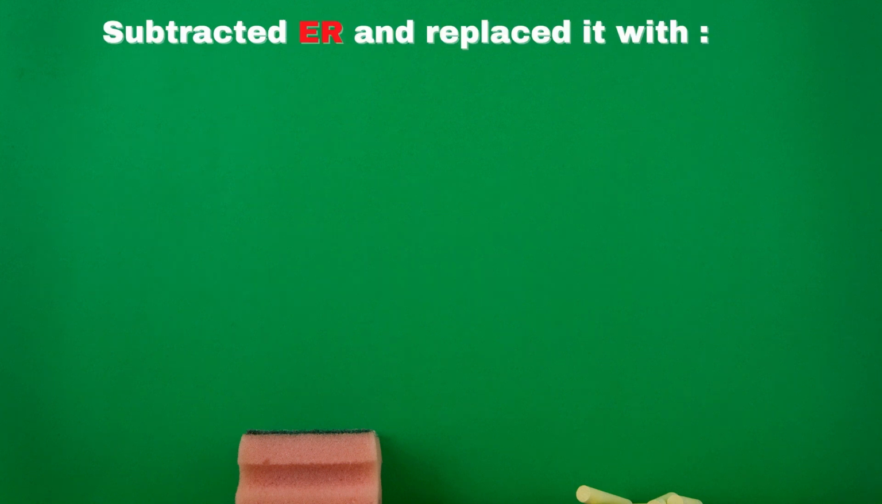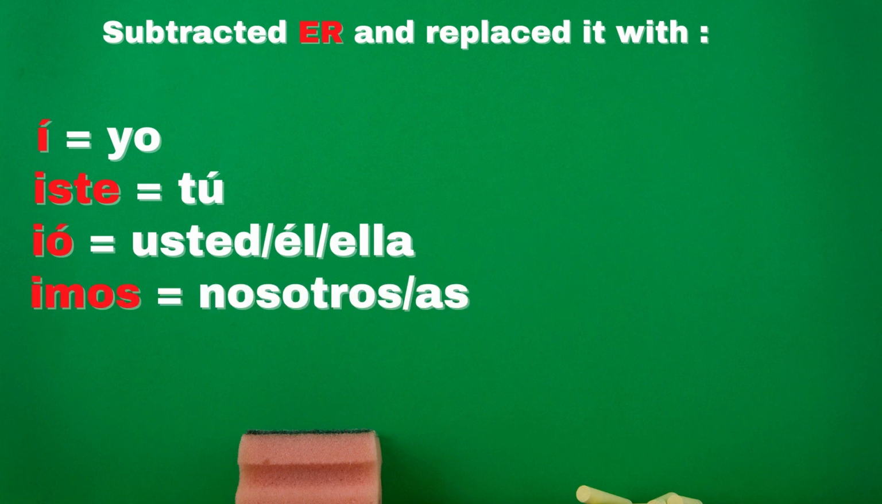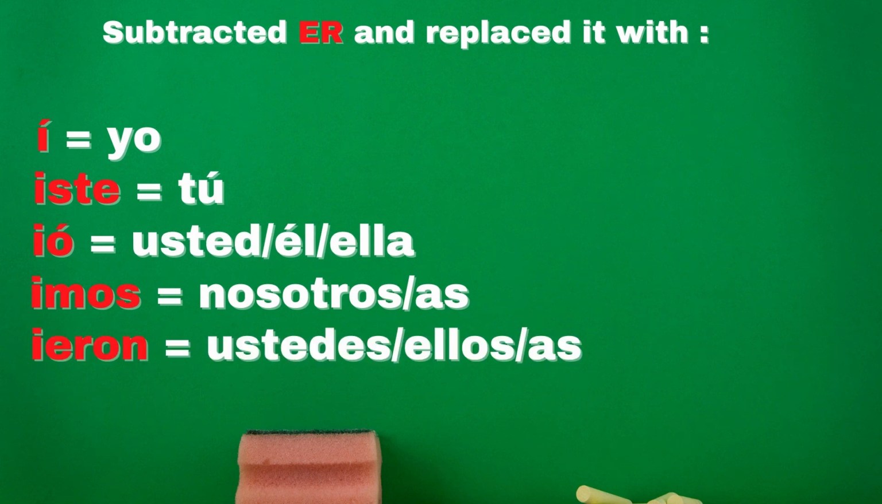As you can also see, all we did was subtract ER and replace it with í for yo, iste for tú, ió for usted, él, and ella, imos for nosotros and nosotras, ieron for ustedes, ellos, and ellas. And these endings are also for all the regular verbs in the preterite that end with ER. Let's see the last one. Vivir.